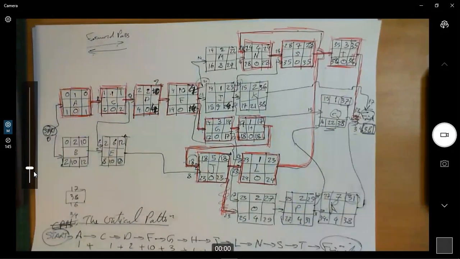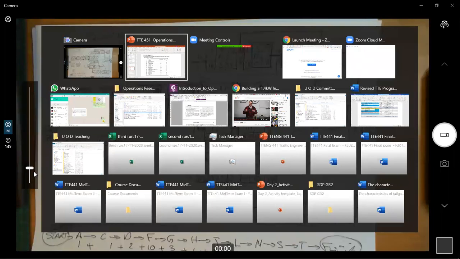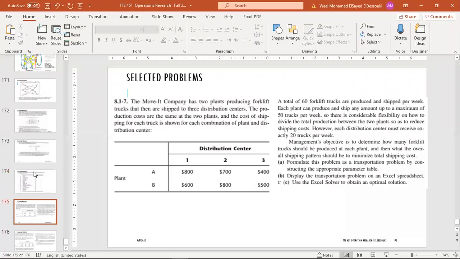We are going to have another example also today, but this time it's going to be on a transportation problem. So here, the Movit company has two plants producing forklift trucks that are then shipped to 3 distribution centers. The production costs are the same at the two plants, and the cost of shipping for each truck is shown for each combination of plant and distribution center. So we have two plants, plant A and plant B, and 3 distribution centers: number 1, number 2, number 3. And these are the shipping costs between the plants and the distribution centers.